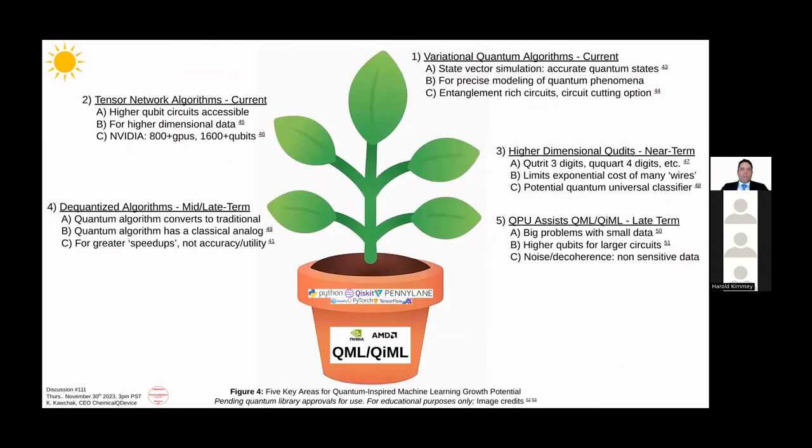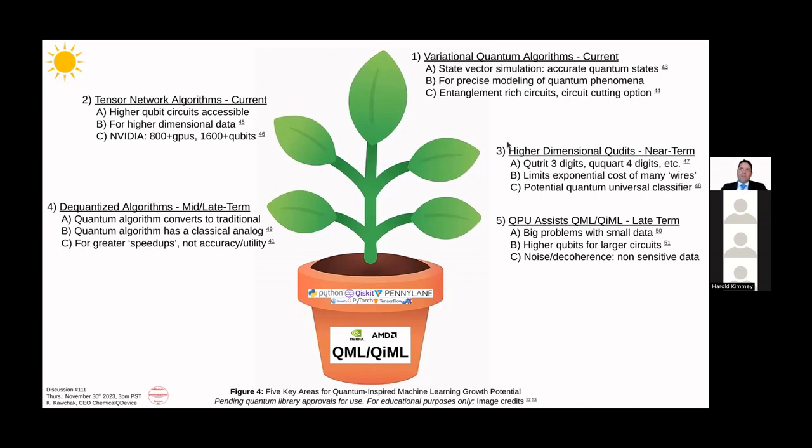So this in specific, I call the quantum-inspired machine learning growth potential. I talked about this one, so the variational quantum algorithms are currently ubiquitous. They're in many different articles, many different publications, these types of things. And it's a flexible architecture. So basically you get these accurate quantum states on your GPUs and CPUs. And it allows for basically anything you want to do. You're just limited by RAM. Okay, so entanglement rich, not a problem.